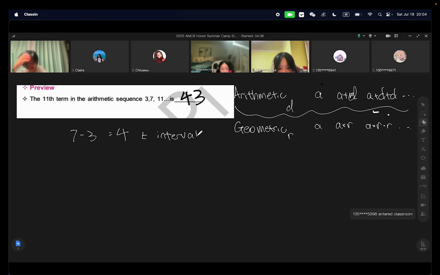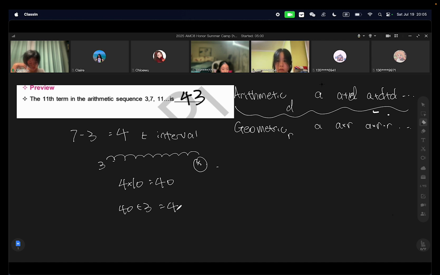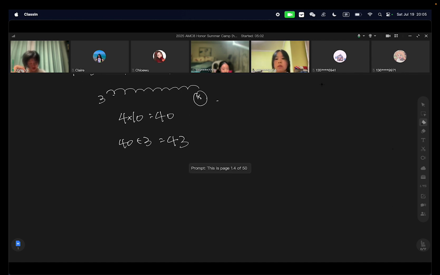And it asks for the 11th term in the arithmetic sequence. For the 11th term, that means there are going to be 10 intervals in total. So 3, 1, 2, 3, 4, 5, 6, 7, 8, 9, 10. This will be the final 11th term. That means that there are 10 intervals in between, and 4 times 10 is 40. So the answer will be 40 plus 3 equals 43. Okay, great. Now let's move on to the next preview question.